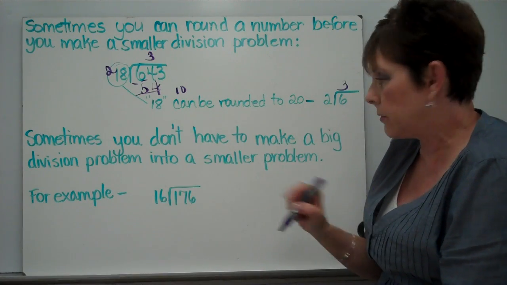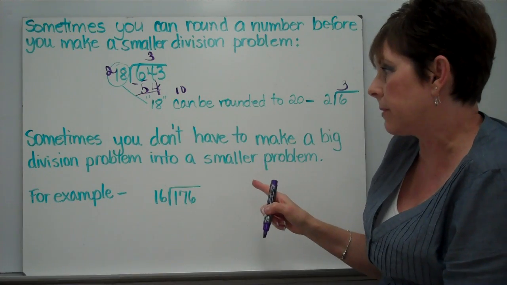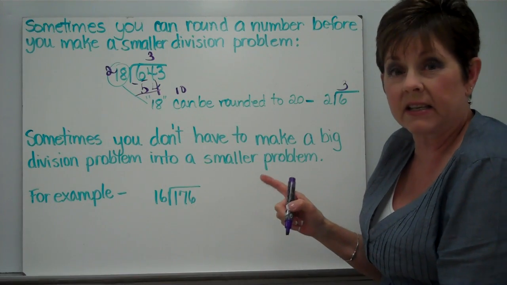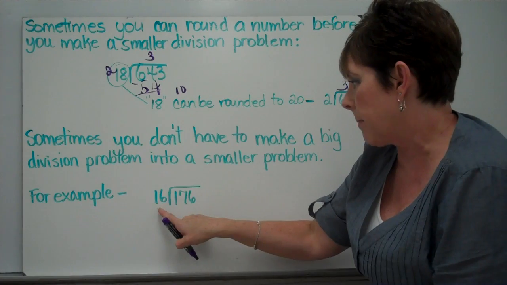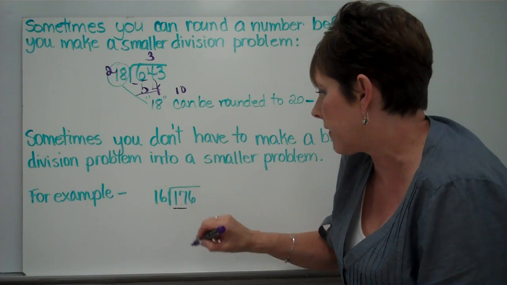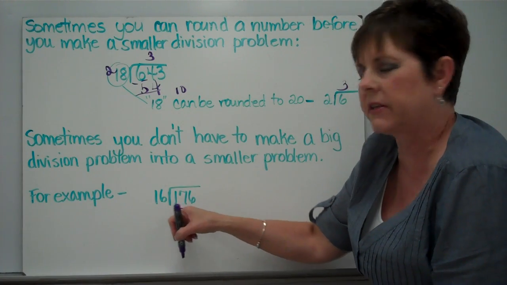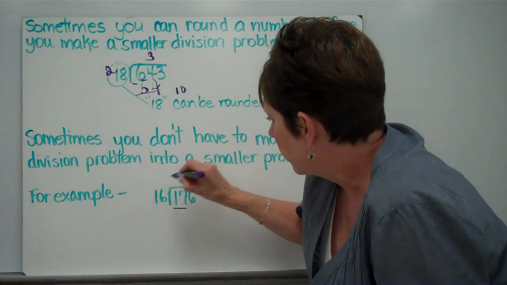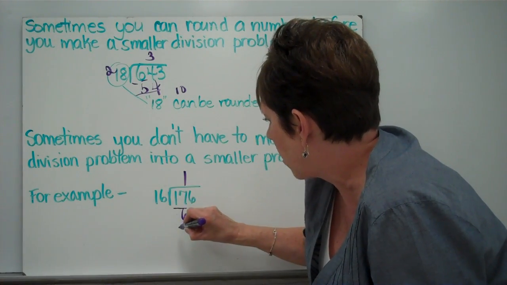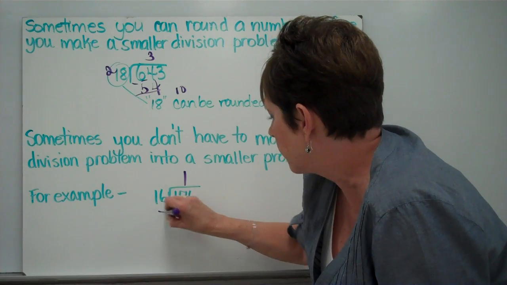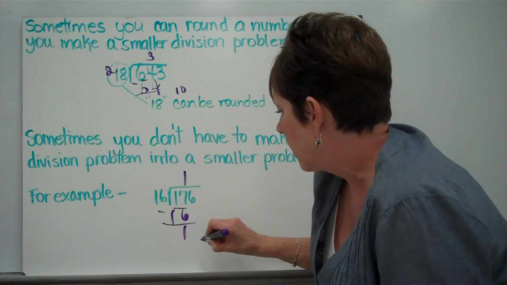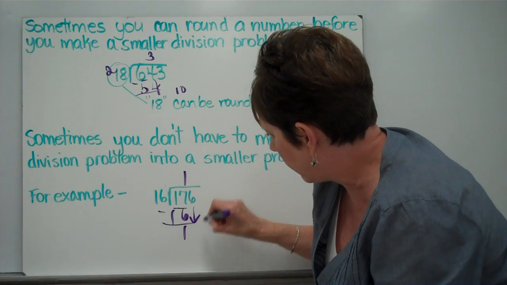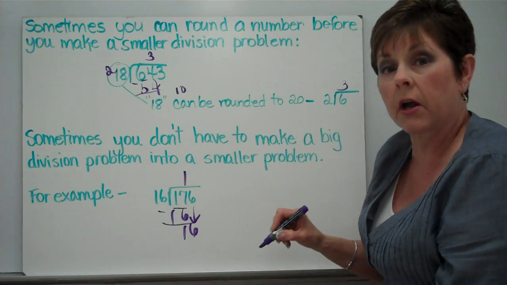Sometimes when you're dividing by two-digit numbers, you don't have to make a big division problem into a smaller problem. You can see it. It's easy enough. For example, I would look here at 17 and I would say, oh, 16 could go into 17 just once. I can figure that out. 1 times 6 is 6. 1 times 1 is 1. Subtract 1. 1 cannot be divided by 16. We'll bring down our 6 and start over.